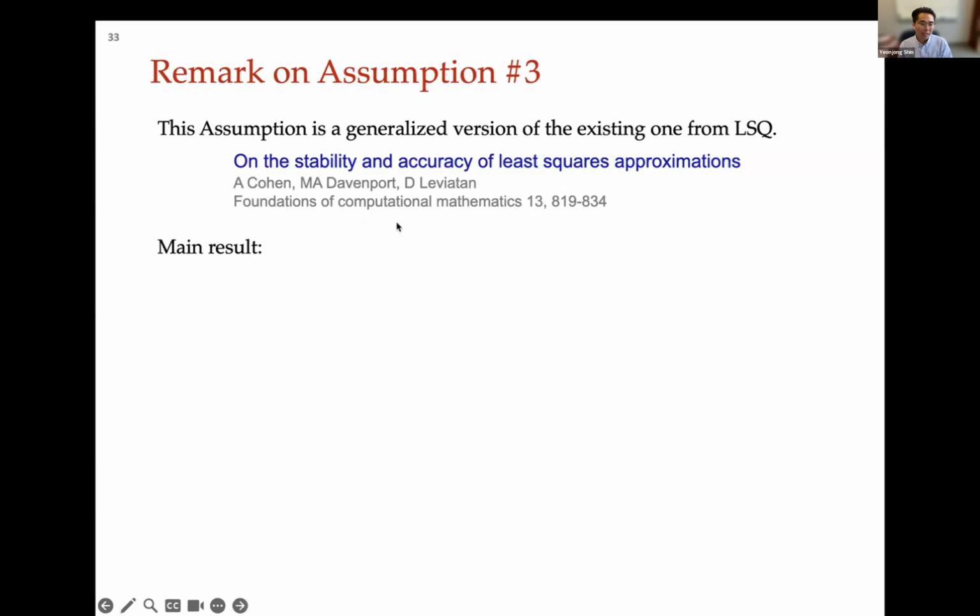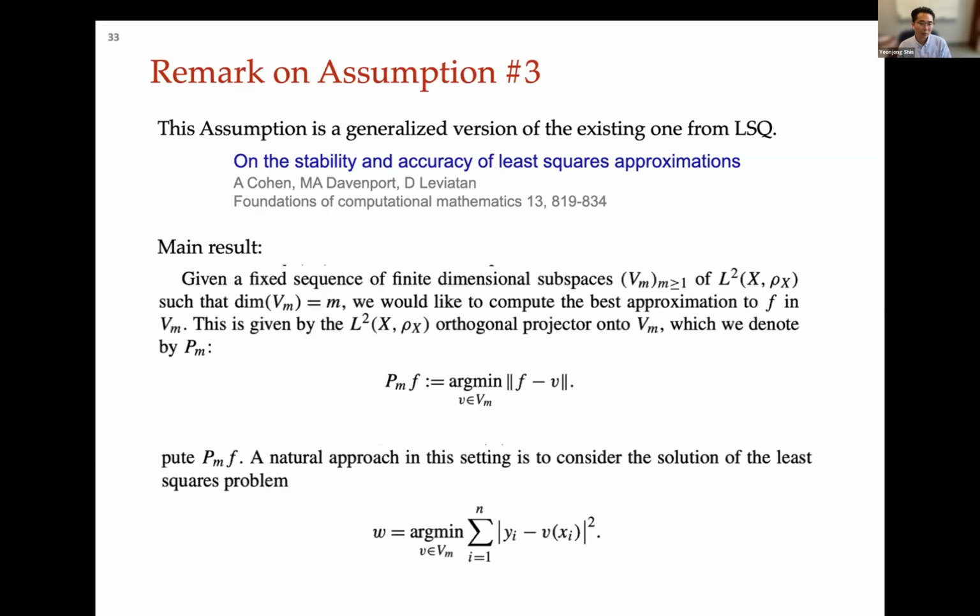This is motivated by a nice work from Albert Cohen, Davenport and Leviatan back in 2013, in which they show a stability analysis of least squares. They considered a similar problem, but the neural network case is slightly different because our basis is subject to change. What they consider is the following: given a finite dimensional subspace of L2 and the measure, they look at the projection error. Since this projection is approximated by least squares, it is a least squares problem.